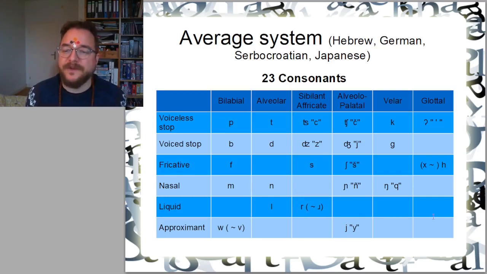Then also note that these consonants are fairly common among languages. I checked, and languages like Standard Hebrew or Ivrit, Standard German, Serbo-Croatian or Japanese have consonant inventories that are quite close to this one. There's no one language that has exactly those consonants, but all these languages have most of these consonants and usually one or two additional ones.